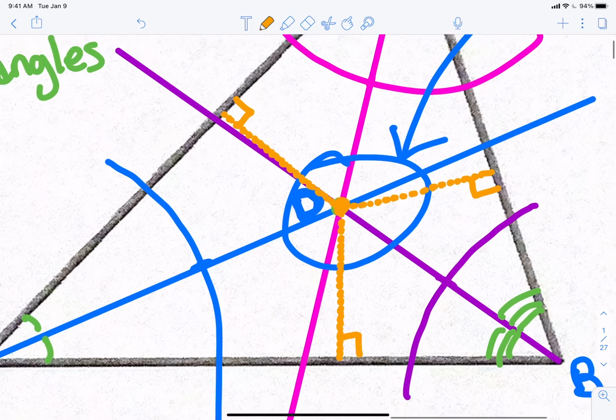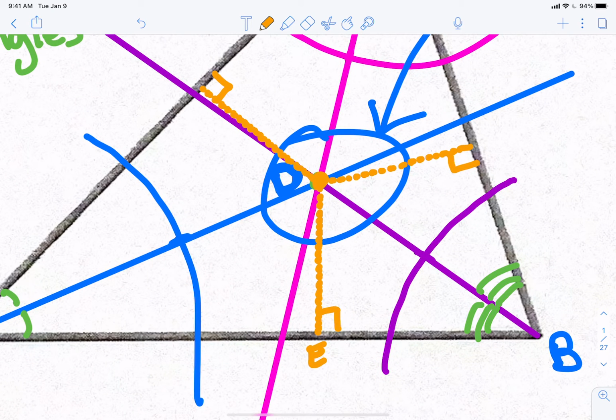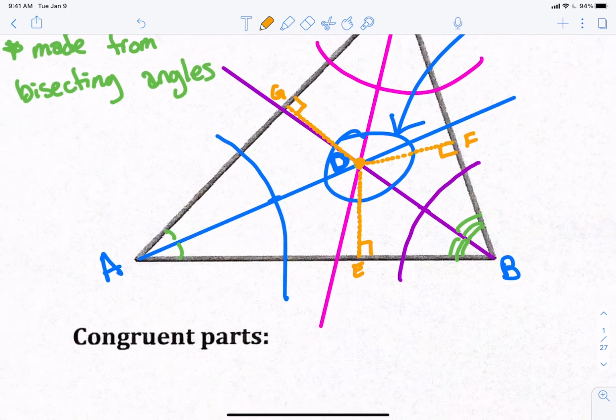Let's call those guys E and F and G. This is the last thing. E, F, G. So we're connecting that one to each one of the sides, yeah? E, F, G.